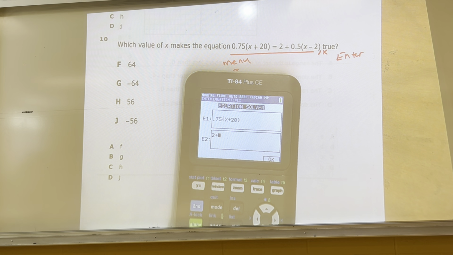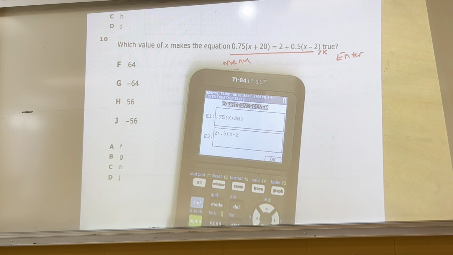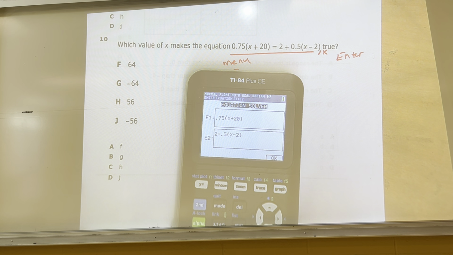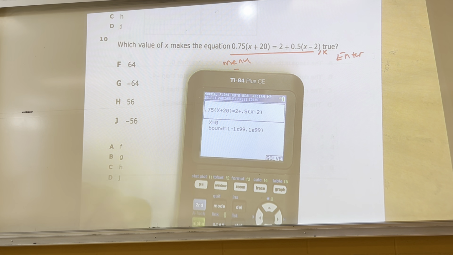Okay. Plus 0.5 parentheses x minus 2 parentheses. And then you have to do alpha enter. Negative 56. That's what it says. That's what it should be.